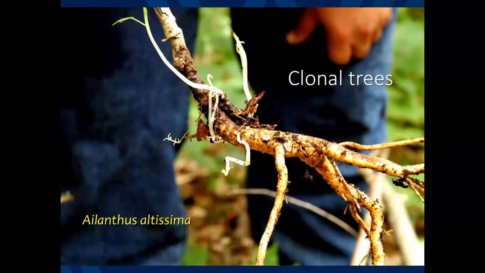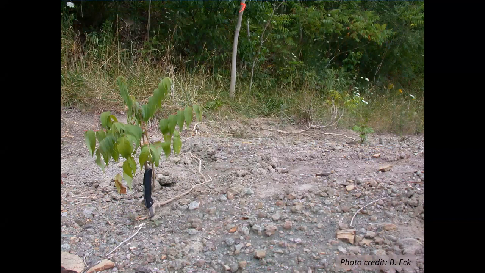I hope I said that the first time. And they are clonal in nature. So here's an example, where this knife is by this little shoot coming up. You can follow that root back all the way to the parent tree with a little orange flag on it. We were doing some chemical control on tree of heaven on interstates and a very disturbed site. But you can see how these shoots just pop up from the roots.